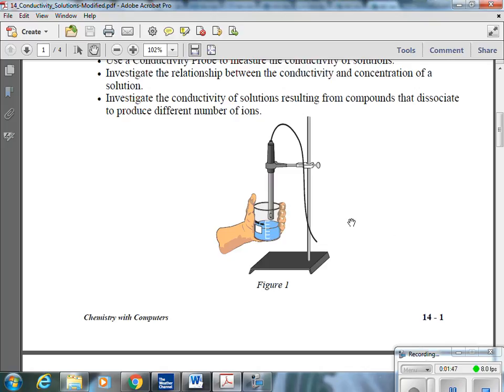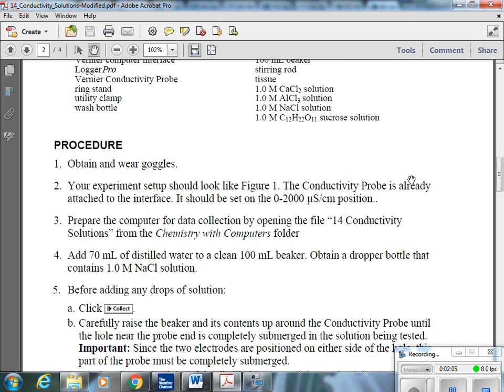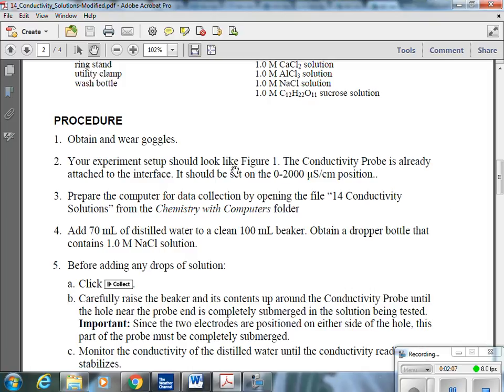If you look at figure 1 right here, this is the same type of setup that we used on computer lab number 13, where we're going to have the beaker and the conductivity probe here. Remember, do not tighten the utility clamp too much, or we can break the conductivity probe, okay? Once again, we need to wear our goggles. We need to make sure that the conductivity probe is set to the 0 to 2000 position, so on the little box, make sure you switch it to the 0 to 2000 position.